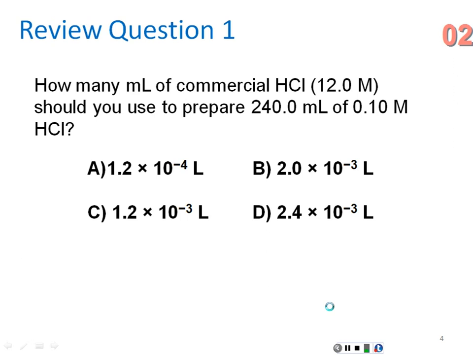Okay, so to start off today, I'd like to do a few review questions. Here's the first review question. It's dealing with HCl, a strong acid. The question is asking how many milliliters of a commercial HCl stock, which is at 12 molar, do you need to prepare 240 milliliters of 0.1 molar HCl? So take a few minutes here and try answering this question. It should be fairly simple.